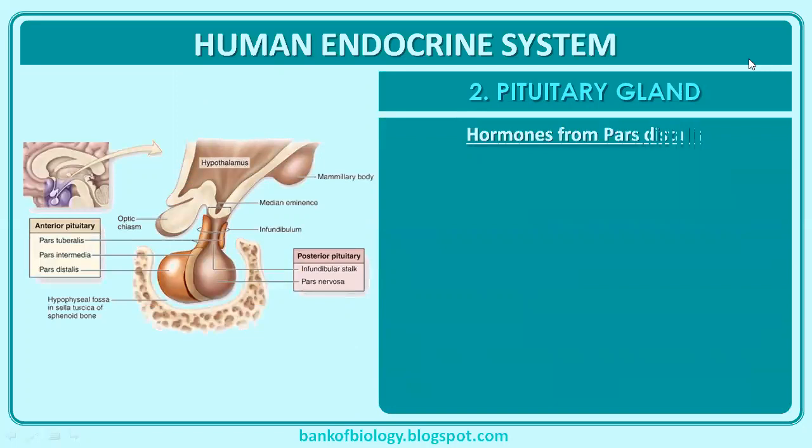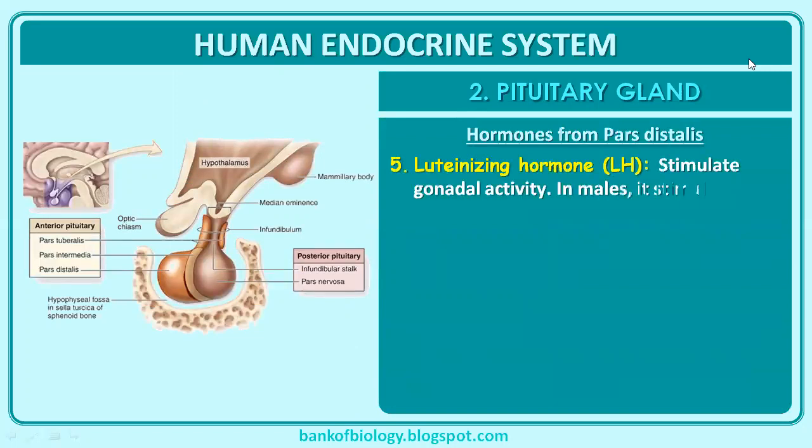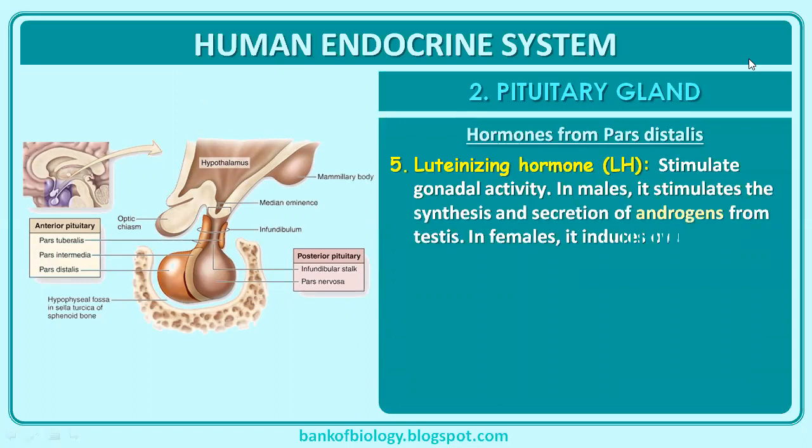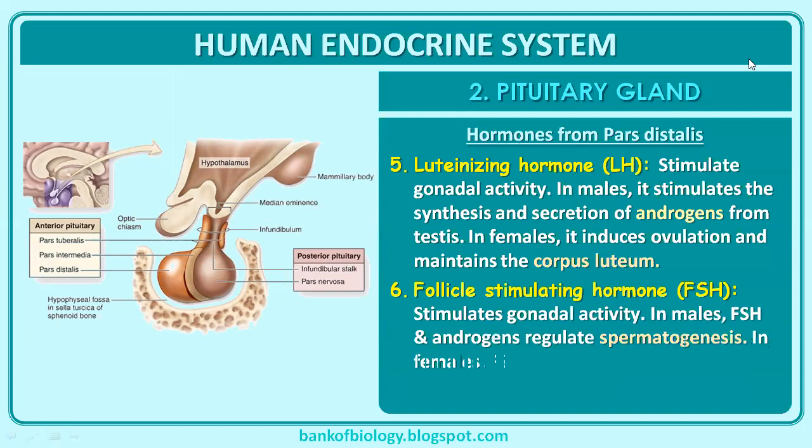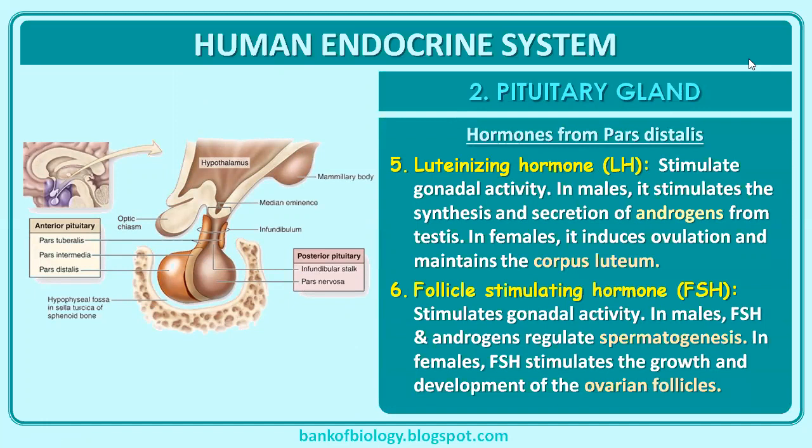Then the hormones from the pars distalis: luteinizing hormone, we say LH, stimulates gonadal activity. In males, very important, statement questions will come from this: luteinizing hormone in the male stimulates the synthesis and secretion of androgens from the testes. In female, it induces ovulation and maintains the corpus luteum.